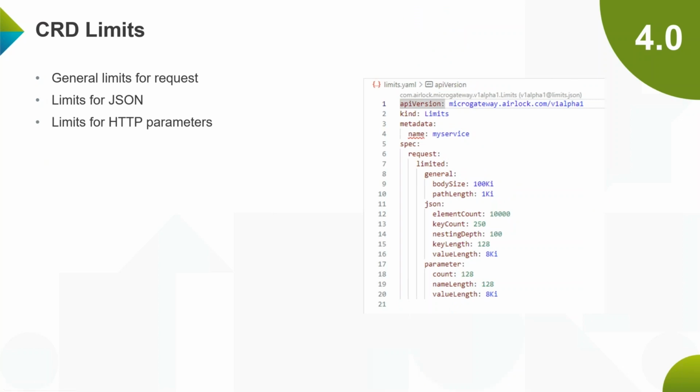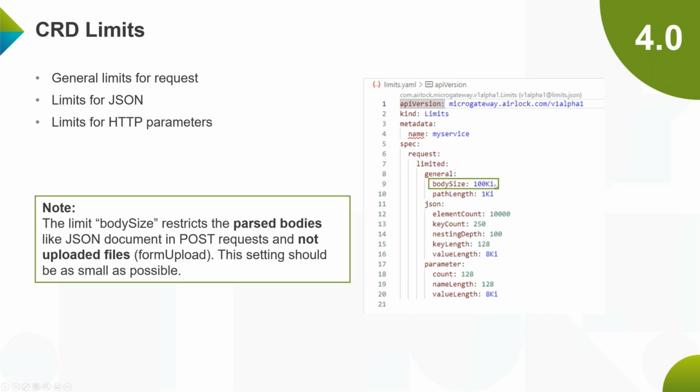We also have limits in Microgateway 4.0, which can be applied to general parameters, to JSON documents, or to requests in general. Please note that the body size is quite low. In comparison to Gateway or Microgateway 3.3, this setting is only applied to the parsed bodies. So it should be possible to have a very, very low setting here. So please only increase it if required. And do not just copy paste the setting you have from the gateway to the Microgateway 4.0.